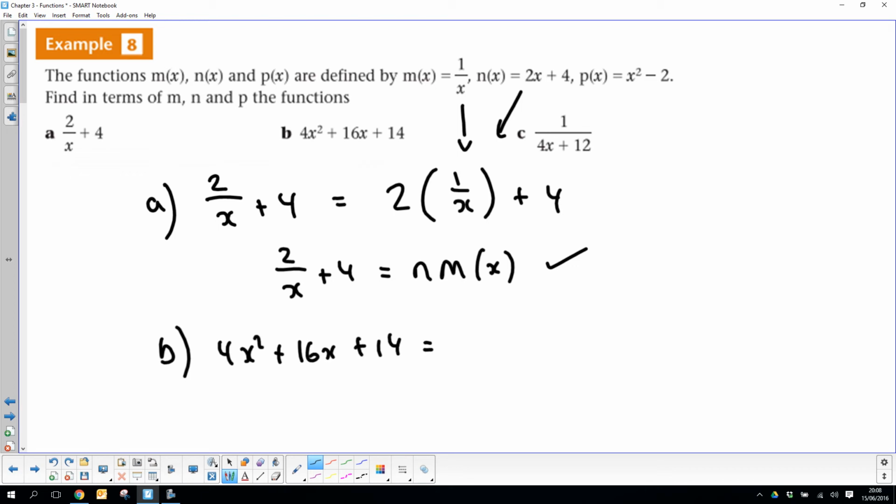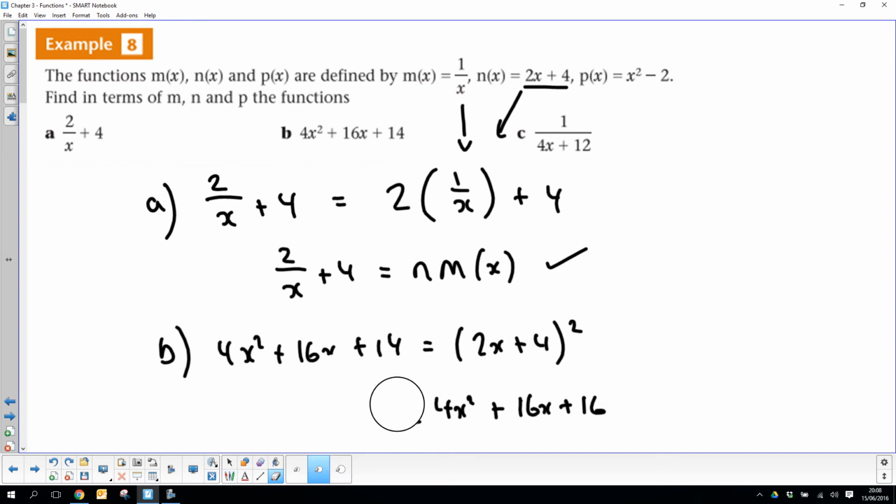Part B is 4x squared plus 16x plus 14. Again, I'm going to try to manipulate this in some way to make it as close to one of the other functions as I can. Now, I noticed that 2x plus 4, if I was to square 2x plus 4, what would I get? Well, let's have a look here. 2x plus 4 all squared is 4x squared plus 16x plus 16. Now, I don't want 16 at the end. I want plus 14 at the end.